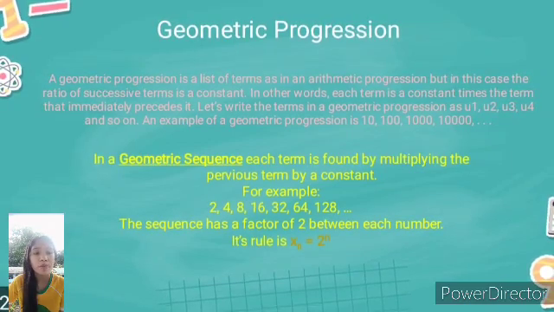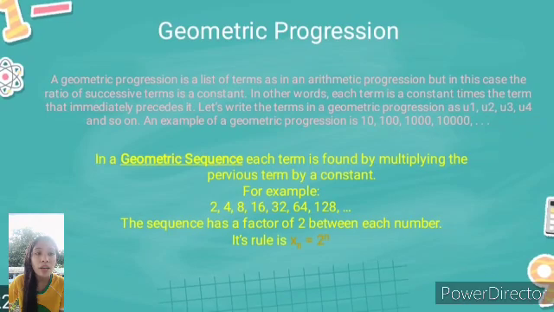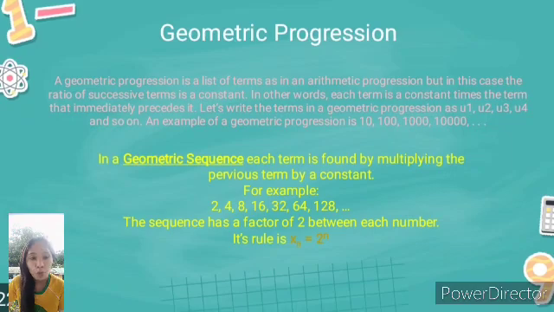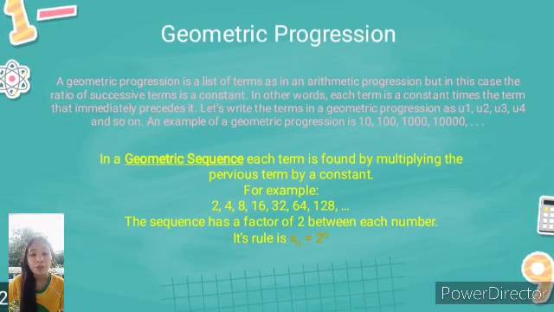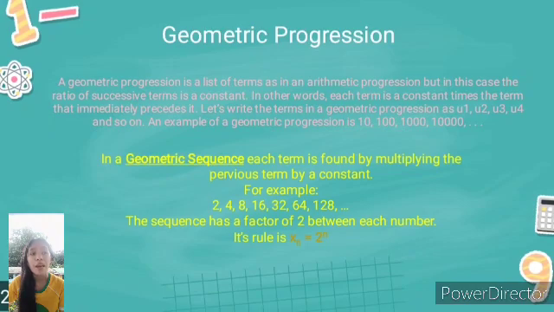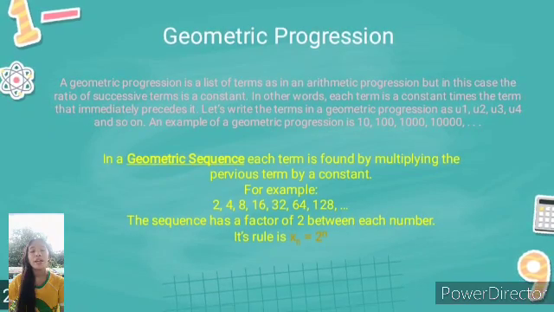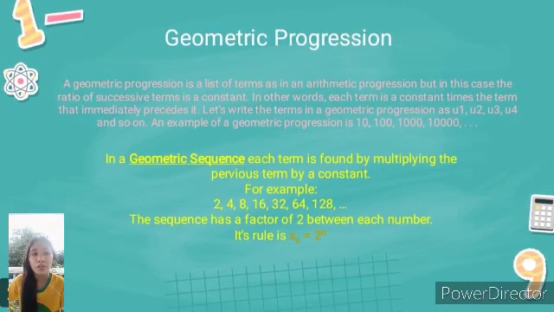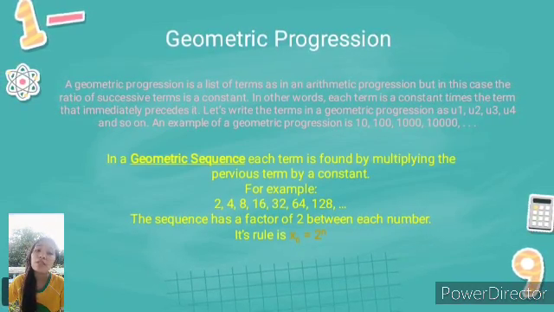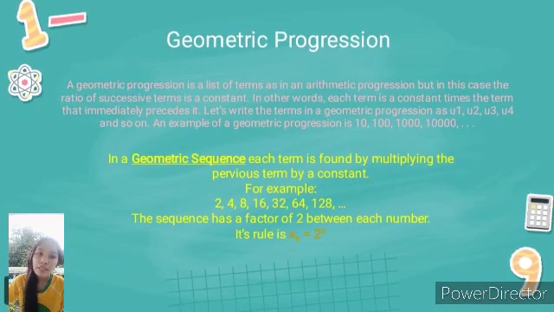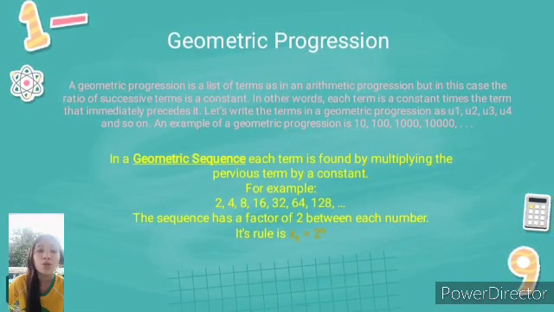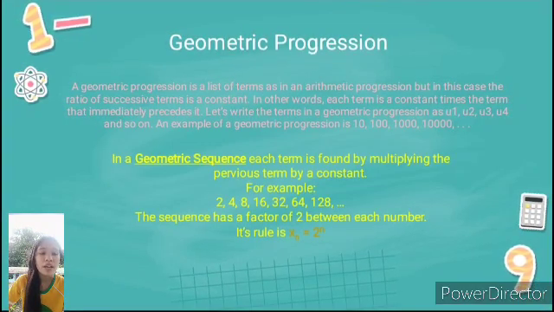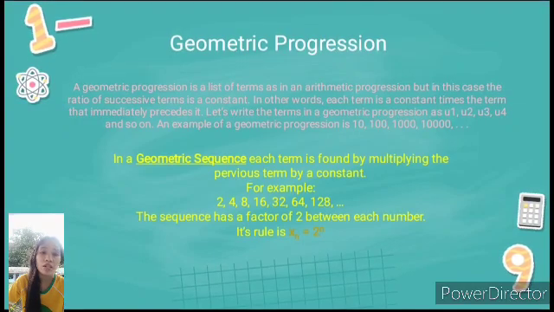An example of a geometric progression is 10, 100, 1000, or 10,000, meaning they have a common ratio. Compared to arithmetic progression, which has a common difference. In a geometric sequence, each term is found by multiplying the previous term by a constant. For example, 2, 4, 8, 16, 32, 64, 128, and so on. This sequence has a factor of 2 between each number. Its rule is x subscript n equals 2 raised to n.